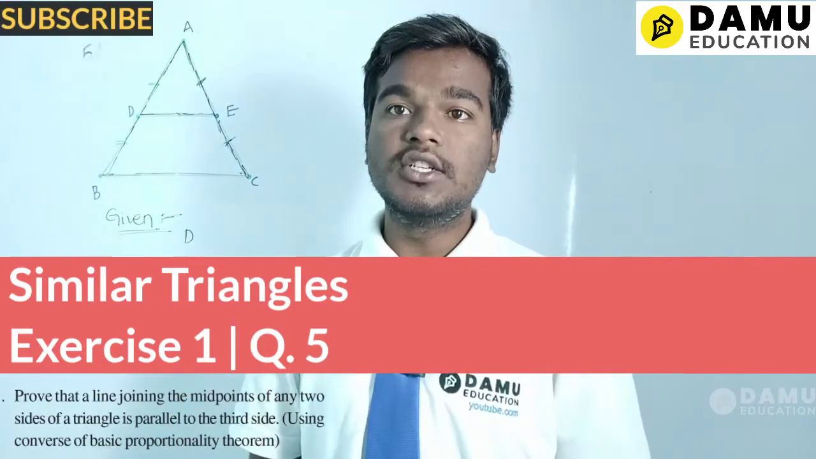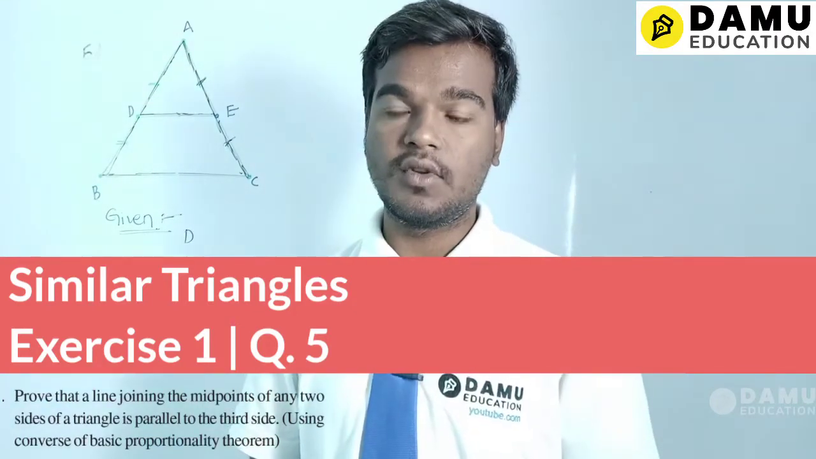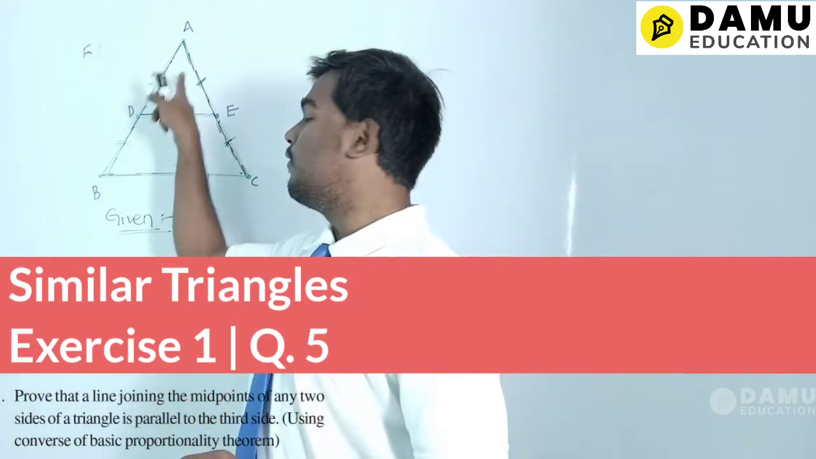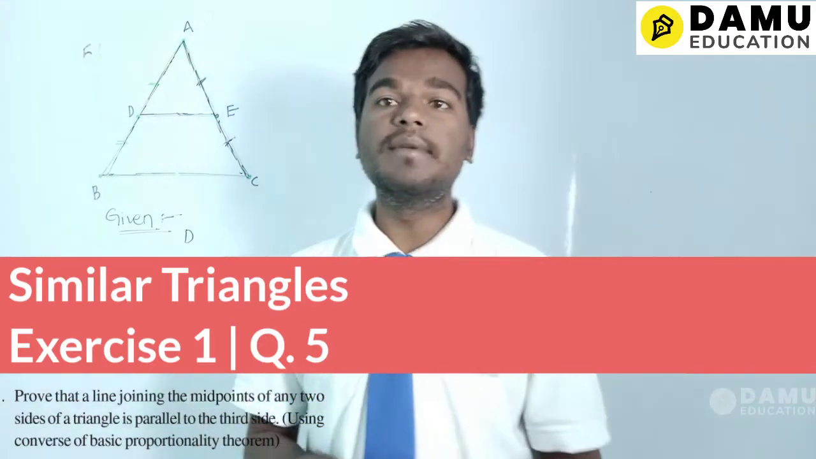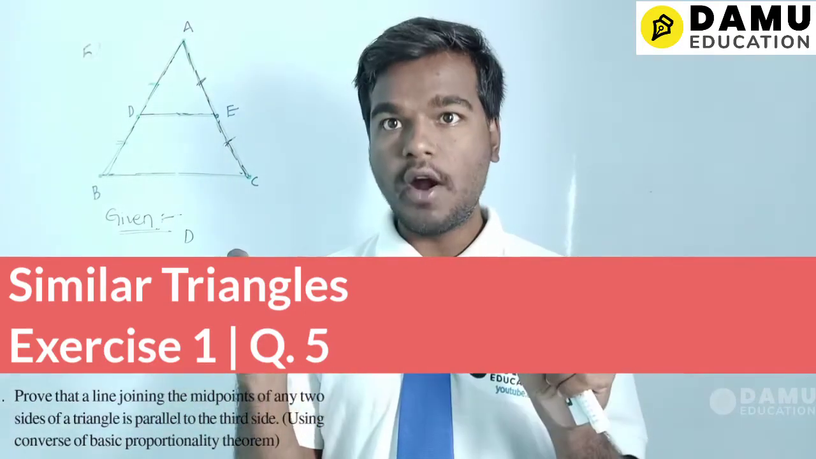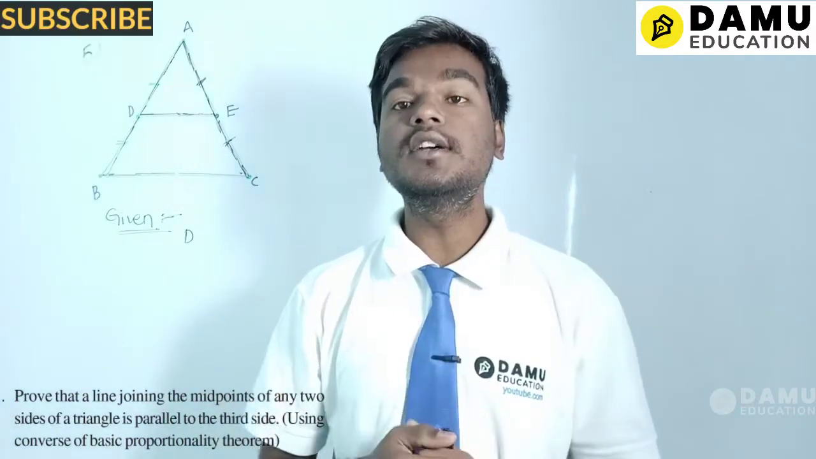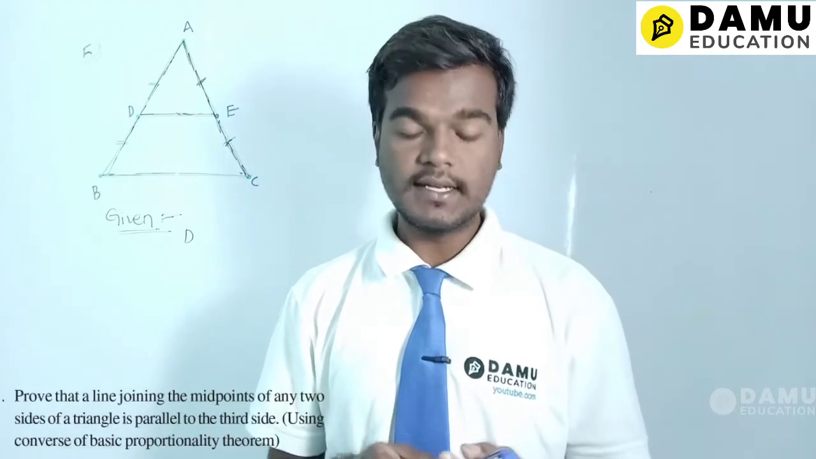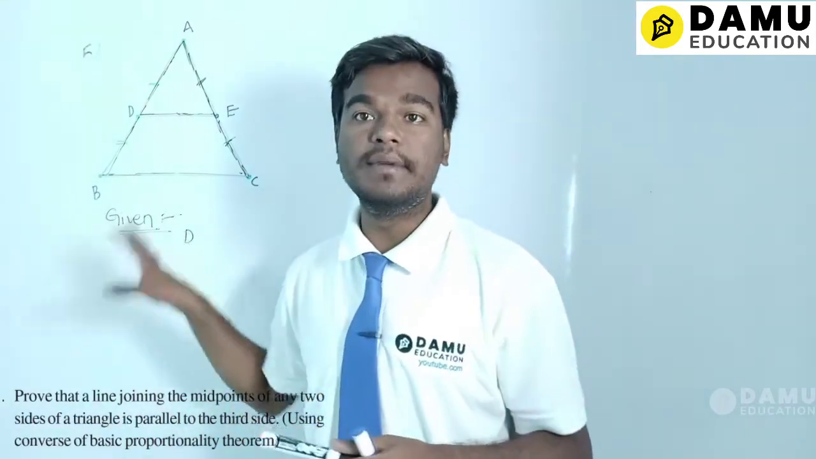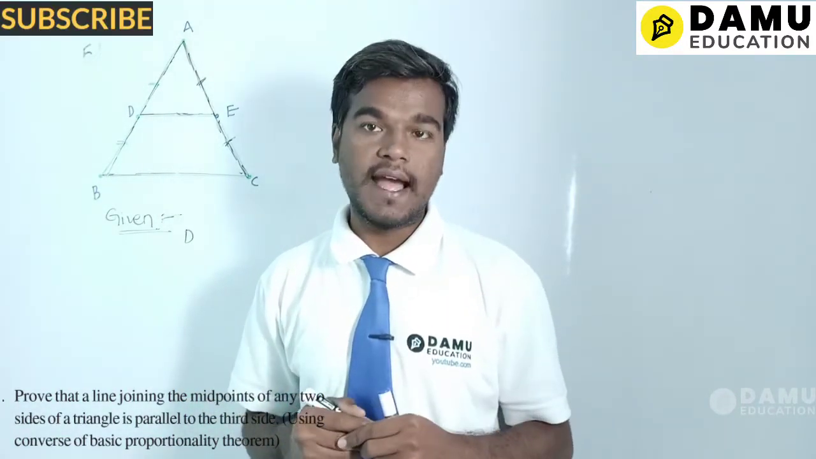They are telling that a line joining the midpoints of two sides of a triangle will be parallel to the third side. We have to show that the line joined from the midpoints of two sides of the triangle will be parallel to the third side. So that is the condition they have given here. We had already drawn the triangle ABC, and D and E are the midpoints of AB and AC.